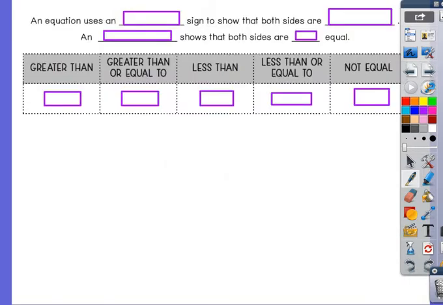So first things, we just finished the equations unit. Equations used what symbol? An equal sign, to show that both sides are equal or equivalent. Now, what unit are we on? Inequalities. So inequalities show that both sides are not equal.